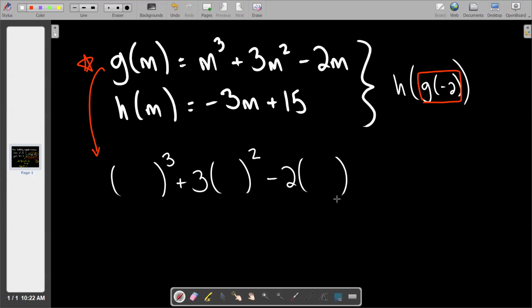An input's an input. And so all of those parentheses are just openings waiting to be fed an input. And our input is what? -2. Right. We're told so in the red box. And so we're going to feed -2s into these. So there's one there, there's one there, and there's one there.